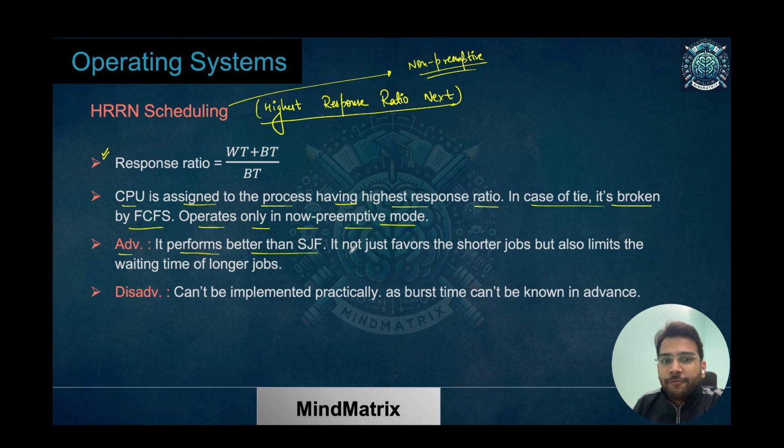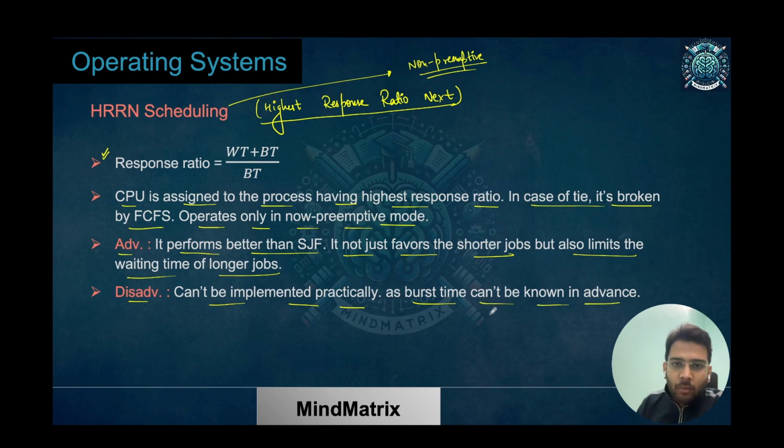What is the advantage of this algorithm? It performs better than shortest job first. It not just favors the shorter jobs, but also limits the waiting time of longer jobs. So based on response ratio, we are also going to reduce or limit the waiting time of the longer jobs. So that's why it performs better than SJF in that case. What are the disadvantages? Cannot be implemented practically. Why? Because it depends on the burst time, and burst time cannot be known in advance.